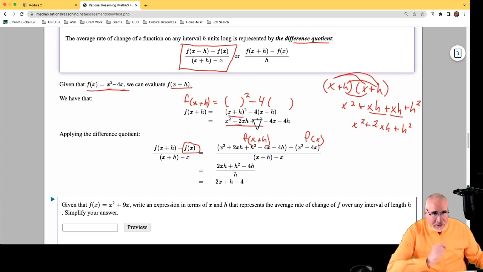Typically what I've found is this is where students will struggle. This is the hard part, right? The hardest part. The other part is that this negative right here has to go with the 4, and it distributes to both. So that plus h now becomes minus 4h.